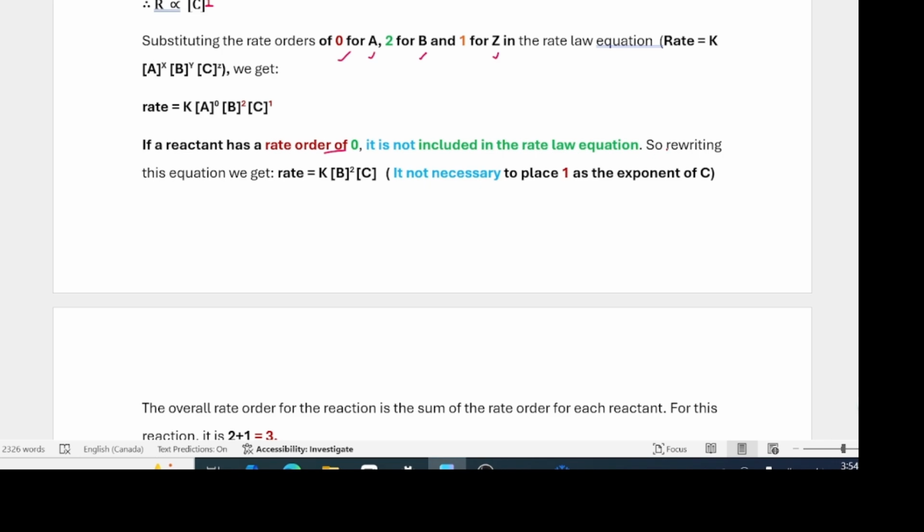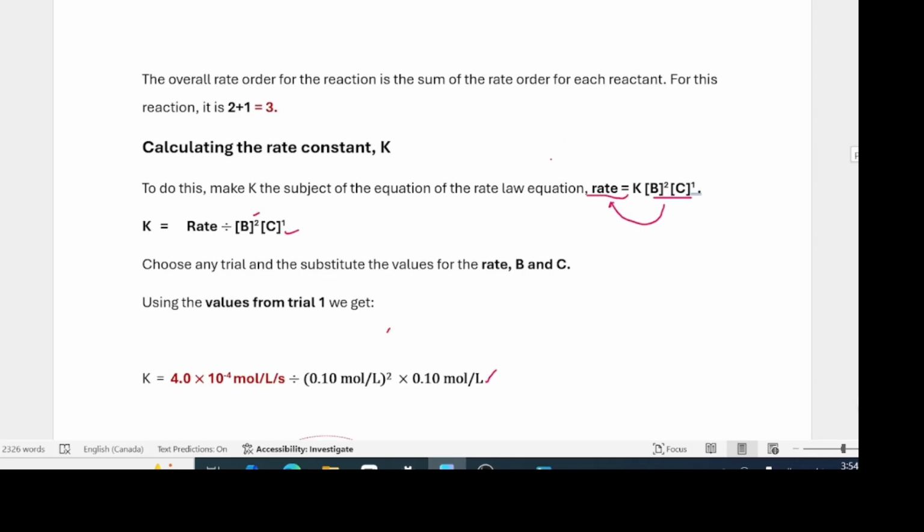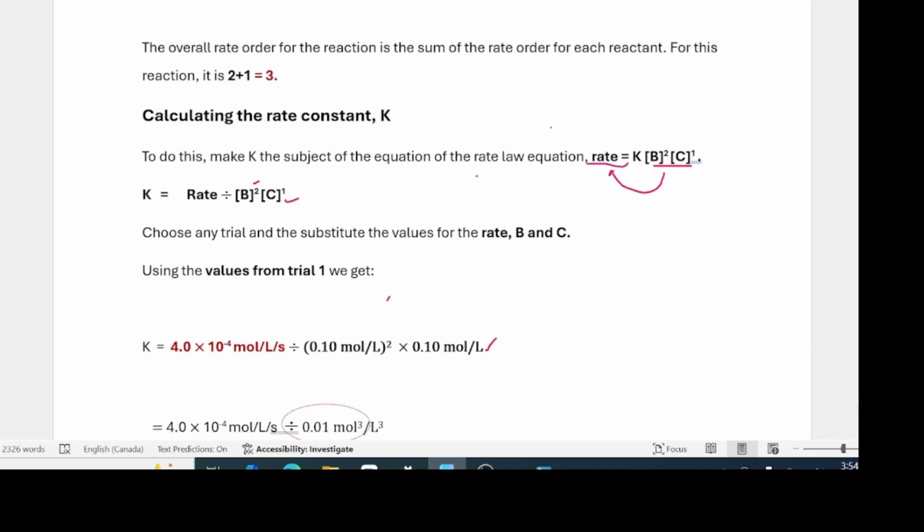Okay? So rewriting this equation, we get that rate is equal to K times B to the exponent 2, C to the exponent 1. When you don't see the 1 there, it is assumed that it's equal to 1. So the overall rate order for this reaction will be the sum of the rate orders for the respective reactants in the equation. And now we go on to calculating what is called the rate constant K.